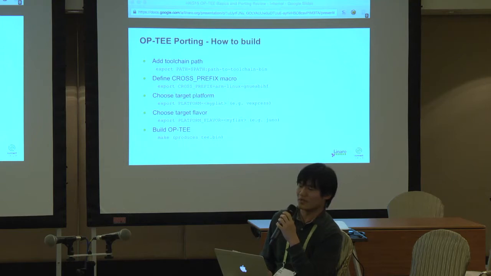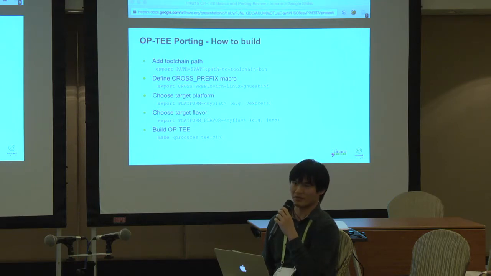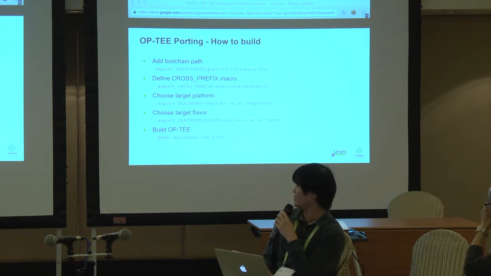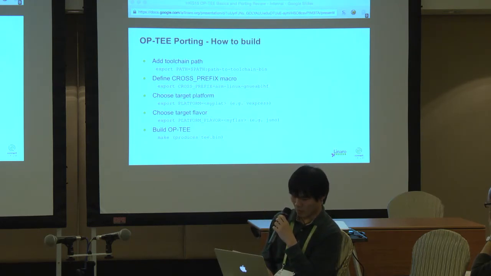So a platform is a family of closely related hardware configurations, and a platform flavor is a variant of such configurations. So when used together, they define the target hardware on which OP-TEE will be run. For example, for Juno, the platform will be Versatile Express, and the flavor will be Juno. And you can actually combine the platform and flavor by defining a PLATFORM underscore FLAVOR flag using a dash, for example, vexpress-juno. And the result of the compilation is a tee.bin file.